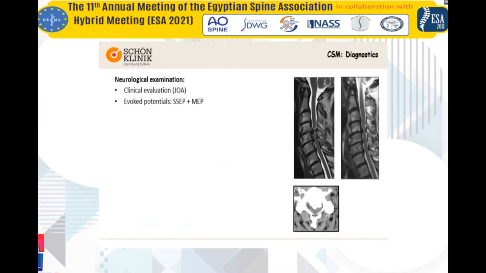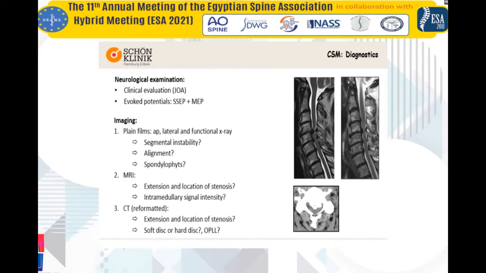For the diagnostic workup, we need at first a detailed neurological examination to calculate the JOA score, and then we also need information about evoked potentials like the SSEP or MEPs. For imaging, we have plain films to detect segmental instability, functional X-rays, and the main imaging modality, of course, is the MRI. Here we can see the extension and the location of the stenosis. We can see if there is any intramedullary signal intensity.